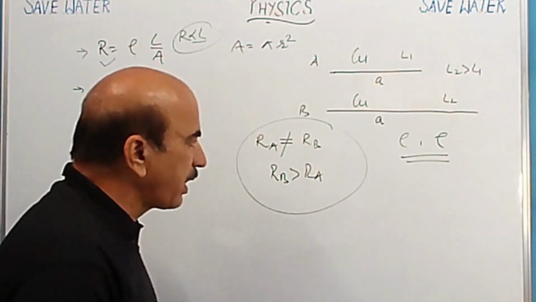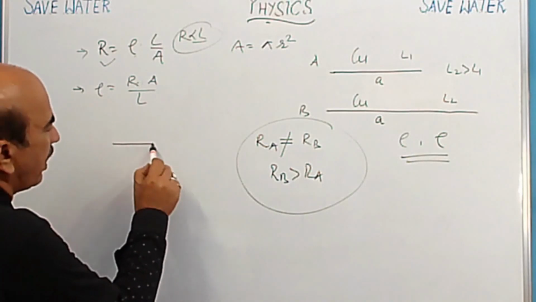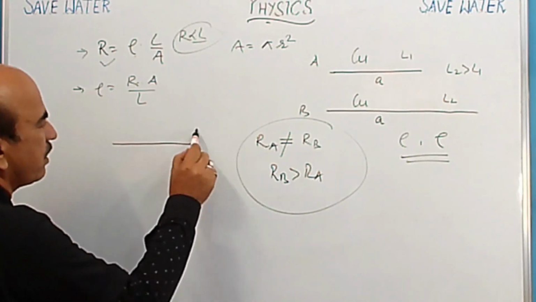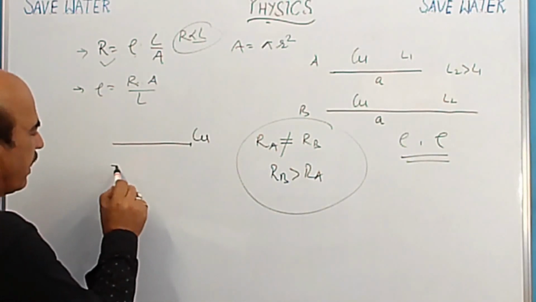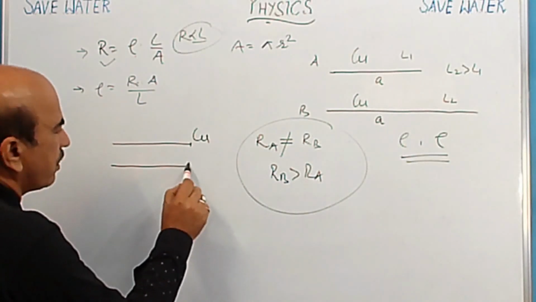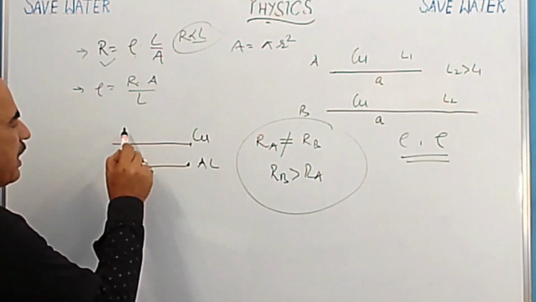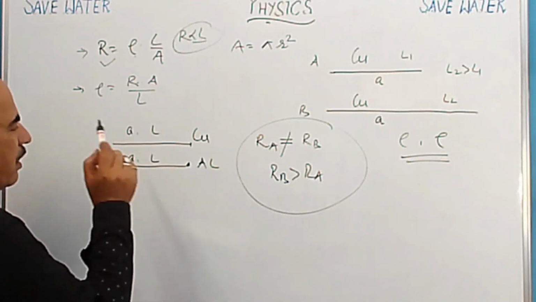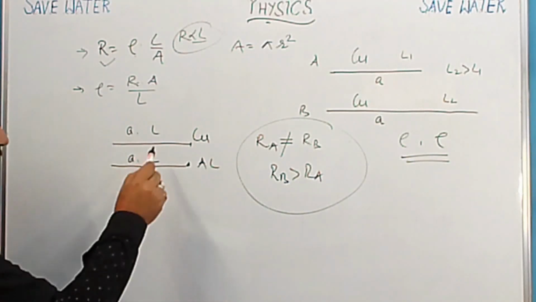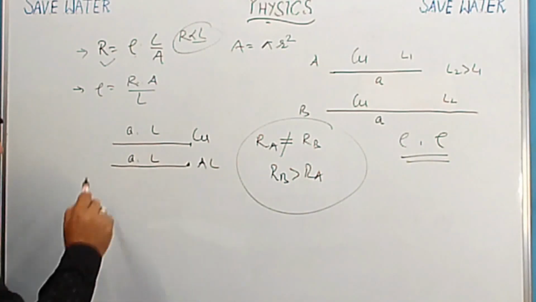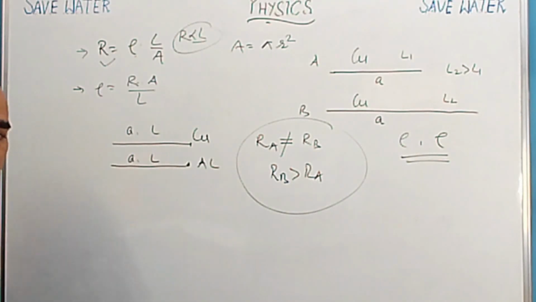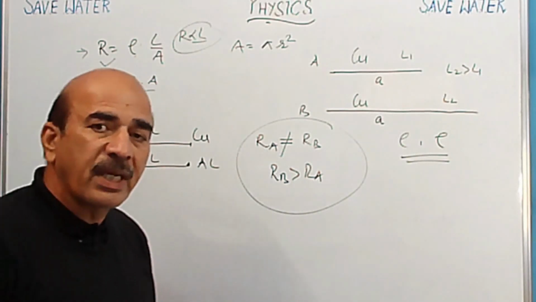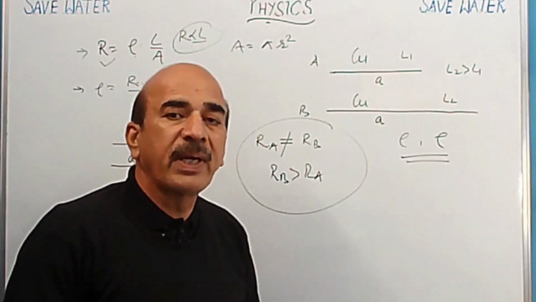एक और छोटा सा एग्जांपल ले लेते हैं. If we have one wire here, this is of copper, and we have another wire, this is of aluminum. Both have the same area of cross section, same length. Okay, so what do you think, resistance of both will be same or different? तो resistance दोनों का क्या होगा, different होगा.